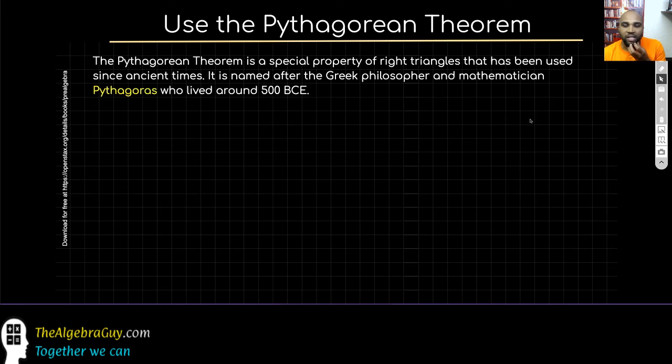All right, lastly, the Pythagorean theorem, finally. The Pythagorean theorem is a special property of right triangles that's been used since ancient times. I mean, this thing goes back, I believe, to 500 BC, I think even to 2000, 3000 BC, if I remember reading something correctly. It is named after the Greek philosopher and mathematician Pythagoras, who lived around 500 BC.